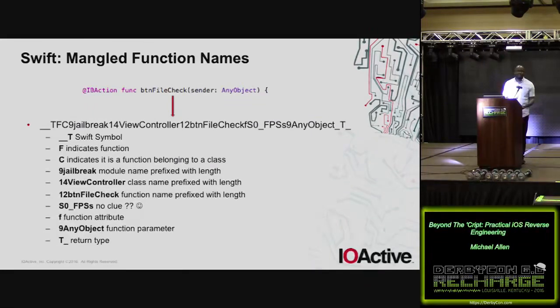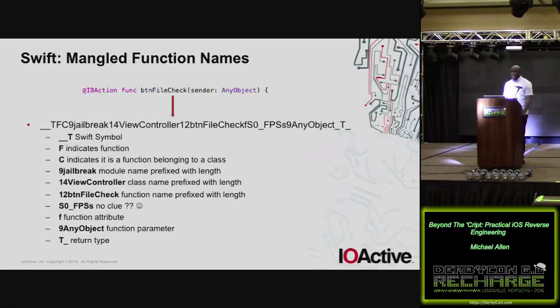Right? So, first thing, _T, Swift symbol. F indicates that it's a function. Then you have the C that indicates it's a function that belongs to a class. Then you have the module name, prefixed with length. You have the class name, prefixed with length. Function name, prefixed with length.